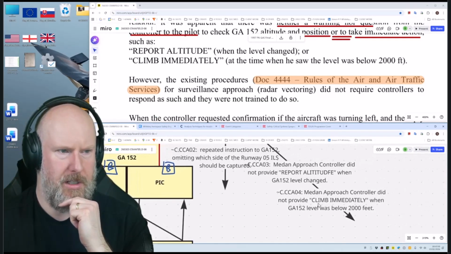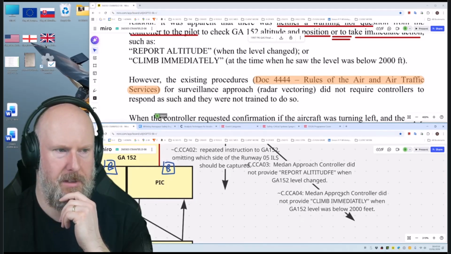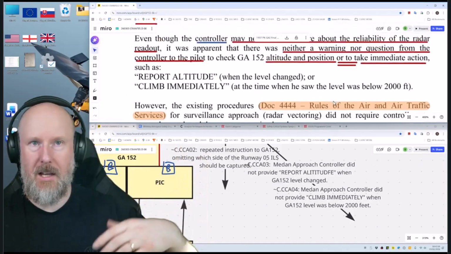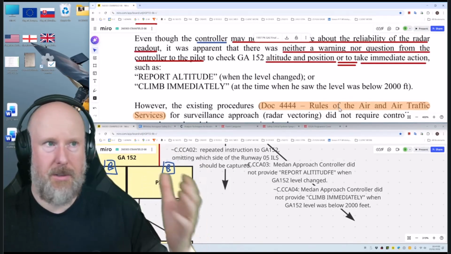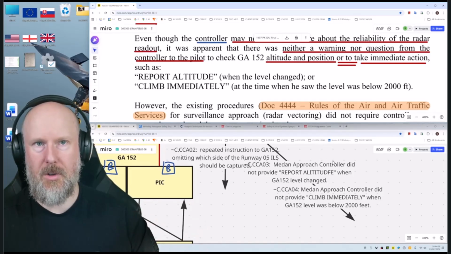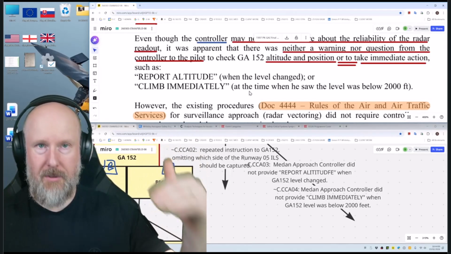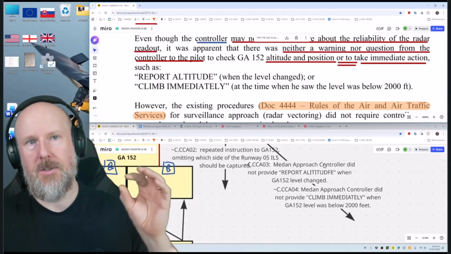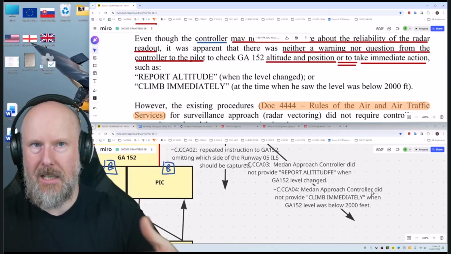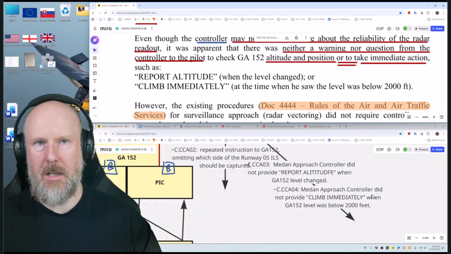Medan approach control did not provide climb immediately when GA152 level was below 2,000 feet. Now I'm assuming from the documentation that they are supposed to do that. There is some kind of procedure, some kind of training that's what the air traffic controller should do. That's why they're mentioning it. And for whatever reason unexplained so far, that didn't happen. So we need to capture those as contributory control actions. And as part of the analysis later on, we need to explore, well, why was that? Why did it make sense for the controller not to do that?